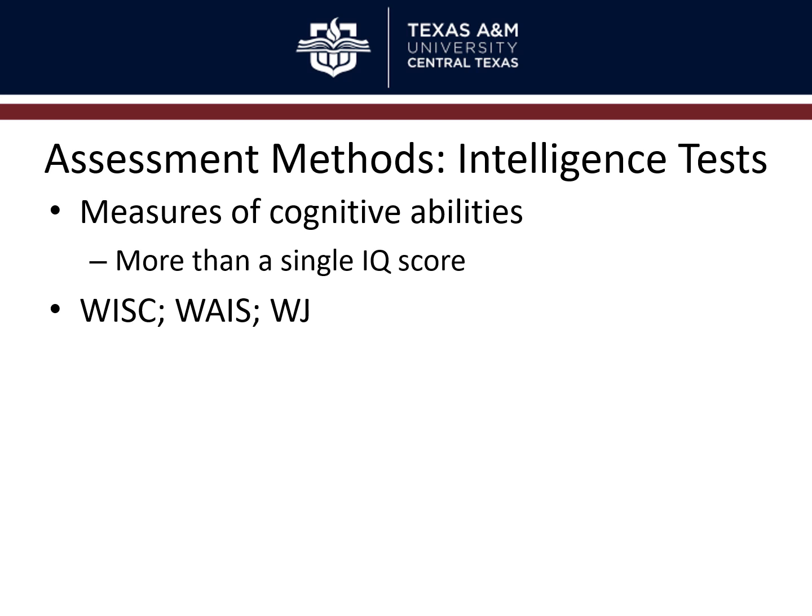The most common ones would be the Wechsler test, the WISC, and the WAIS. The WISC being the Wechsler test for kids. The WAIS is the one for the adults. And the WJ is the Woodcock-Johnson, which is kind of an alternative to the WISC.